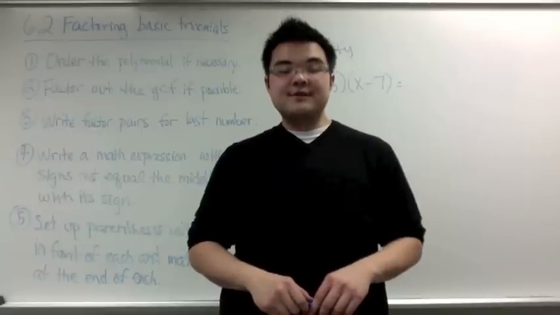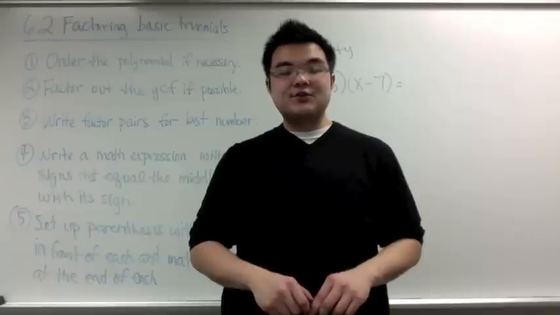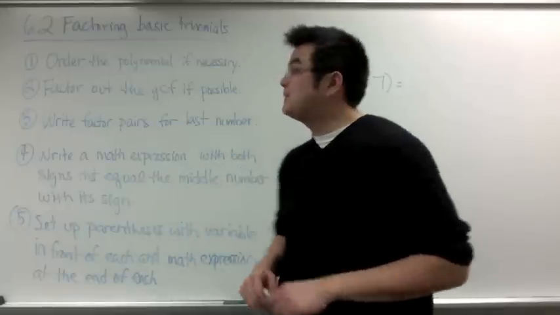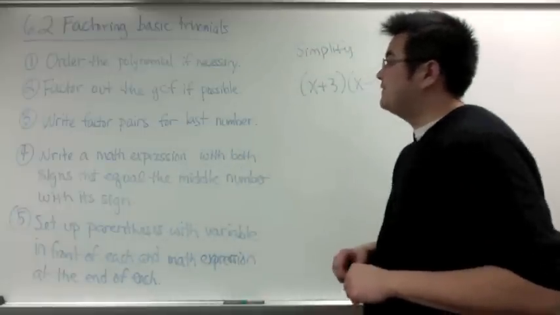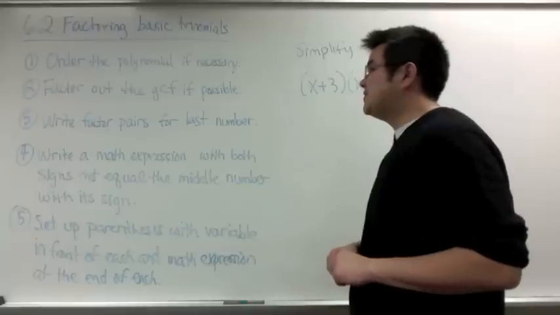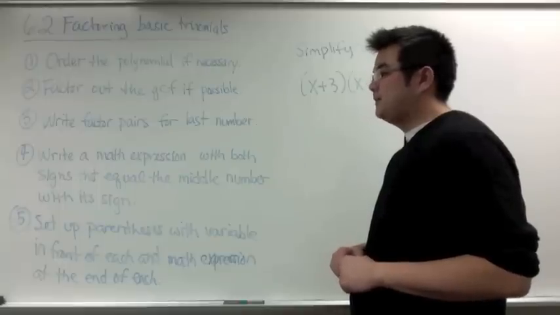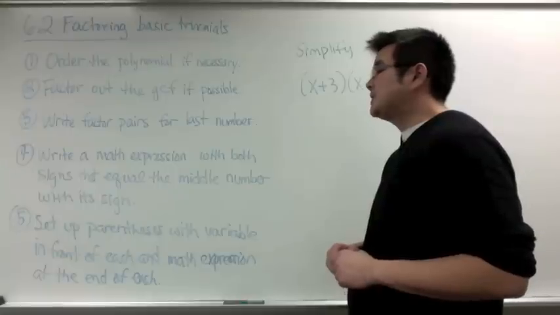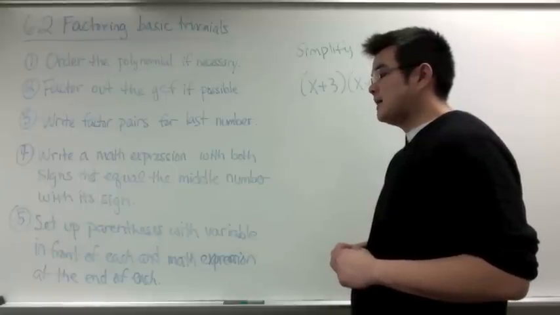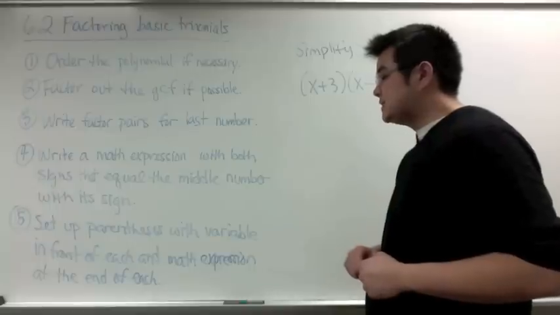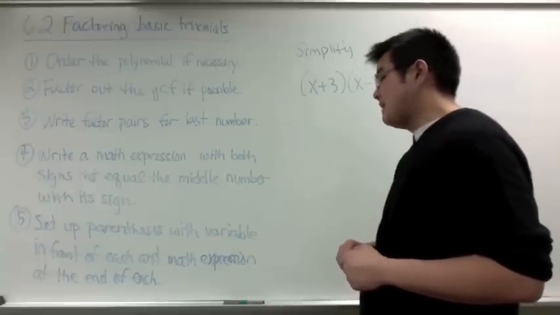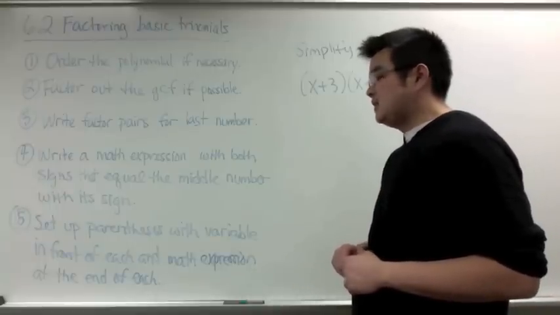These are the video notes for section 6.2, factoring basic trinomials. We have 5 steps. The first step is to order the polynomial if necessary, factor out the GCF if possible, write factor pairs for the last number, write a math expression with both signs that equal the middle number with its sign, and lastly, set up parentheses with the variable in front of each and the math expression at the end of each.